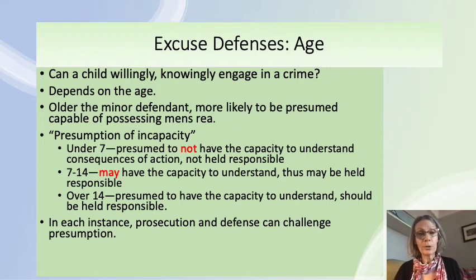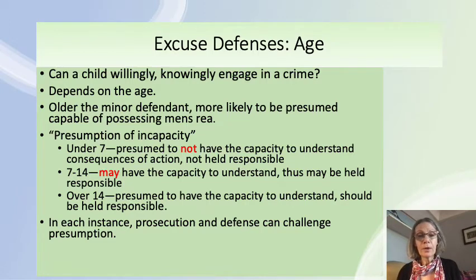So just because we presume that a 6-year-old doesn't have the capacity to possess mens rea, maybe the 6-year-old shows evidence of being highly intelligent and highly advanced, and some prosecutor could say, they knew, they willingly and knowingly engaged in a crime.